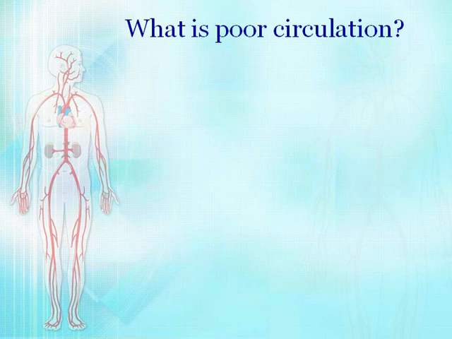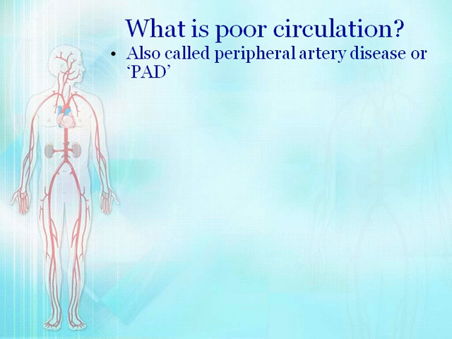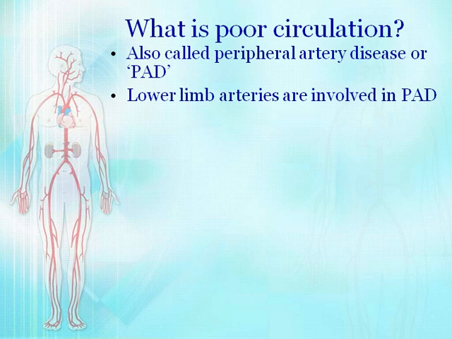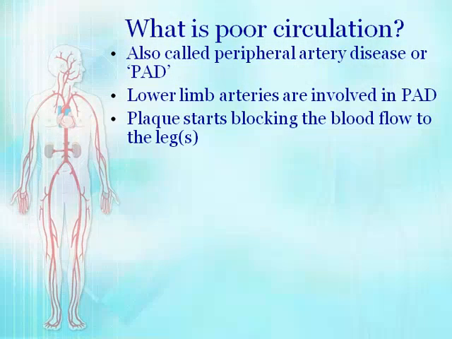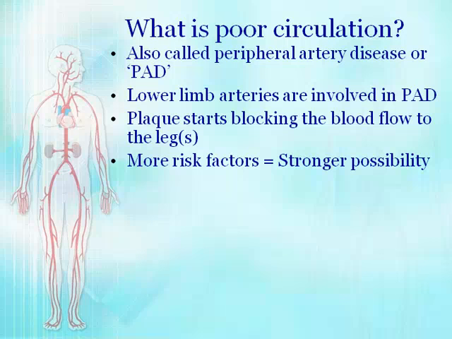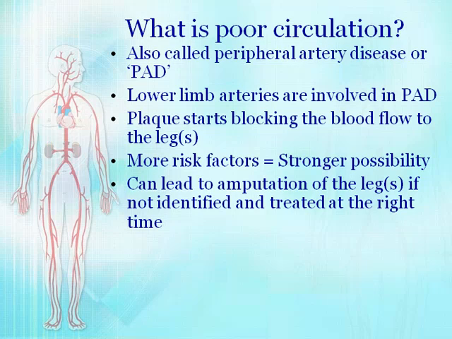What is poor circulation exactly? It's also known as peripheral artery disease, or PAD for short. The arteries going into the lower limbs are involved in PAD. The plaque that we were talking about just a few minutes ago starts causing blockage to the blood flow. And the more risk factors you have, the stronger the possibility and the faster the plaque buildup. This unfortunately can lead to amputation of the leg or legs if it is not identified and treated at the right time.